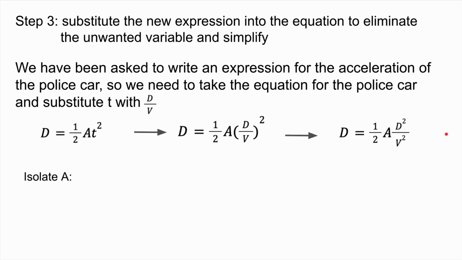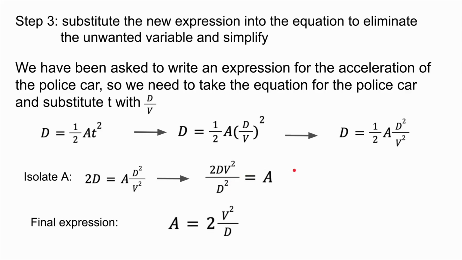So what I have to do now is I just need to isolate the a, because it says write an expression for the acceleration of the police car. So I want to say a equals, right? Not d equals. So I'm basically going to multiply both sides by 2 to clear out this 1/2. That gives me 2d. Now I have to multiply by v squared and divide by d squared, which gives me this. And I'm essentially there, except I've got d in both the numerator and the denominator, so that's a little bit sloppy, so I'll go ahead and get rid of that.